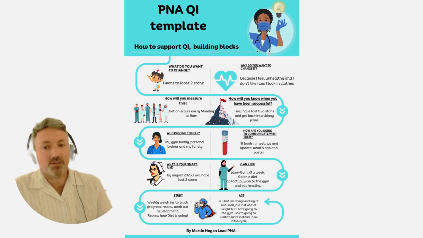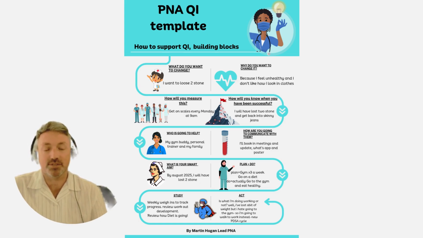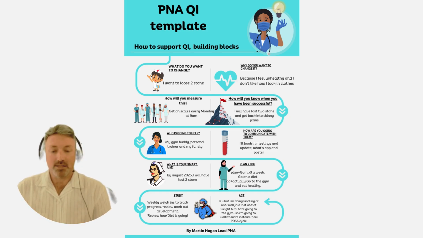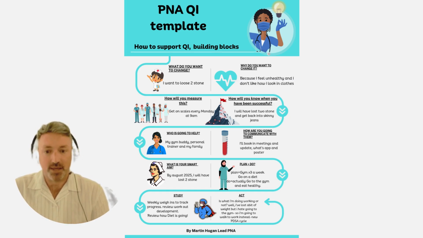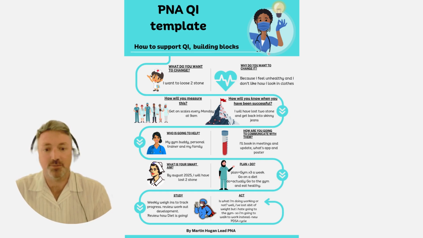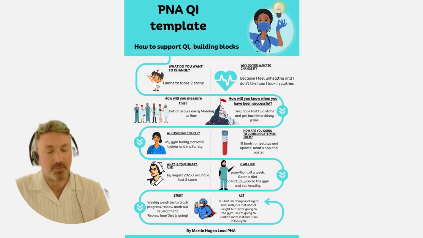Now, you can see here the P&A or professional advocate QI template that I use to make everything simple. It's the building blocks of where I start. I take myself down this roadmap where I ask people, or I ask myself, what do I want to change? Why do I want to make that change? How will I know when I've been successful? How will I measure this? Who is going to help? Because QI shouldn't be done alone. And how are you going to communicate with the team? So remember, you need a QI team, you need people who are engaged, and an executive sponsor. And then what is the smart aim?